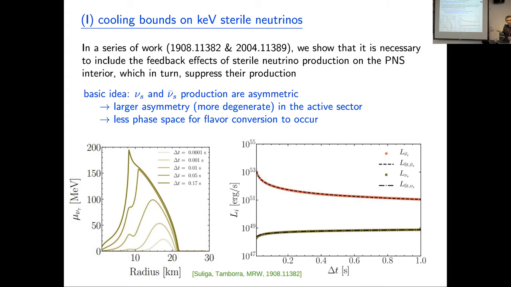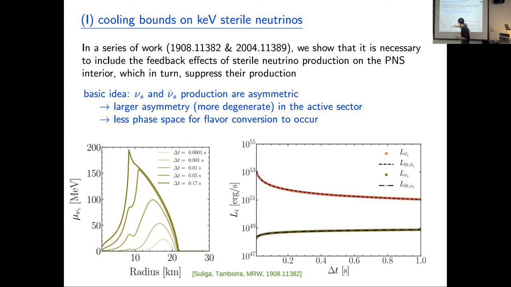So if there's a strong asymmetry in the sterile neutrino and anti-neutrino production to begin with, then this asymmetry will further enhance the asymmetry that already exists in the proto-neutron star in the active sector. And you can imagine that if you increase the asymmetry in the active sector further, then you have less phase space to convert your active neutrino into sterile neutrino. So this is a self-feedback mechanism that will largely suppress the sterile neutrino production, which is shown as the evolution in time in this plot. You can consider delta t equals zero to be the sterile neutrino production rate without taking into account the effect of feedback. And when taking the feedback into account, you can see that the sterile neutrino production can be suppressed by close to a factor of 100 for a given particular parameter.